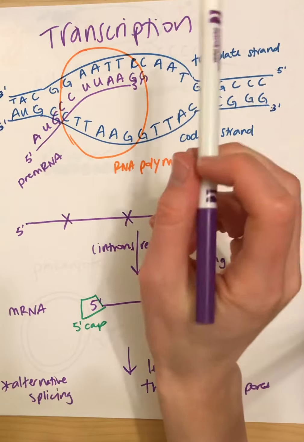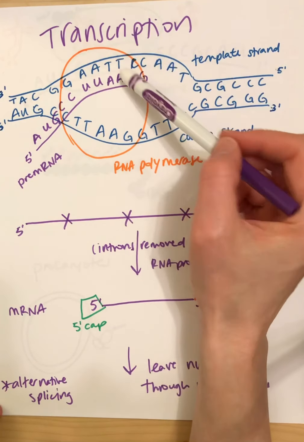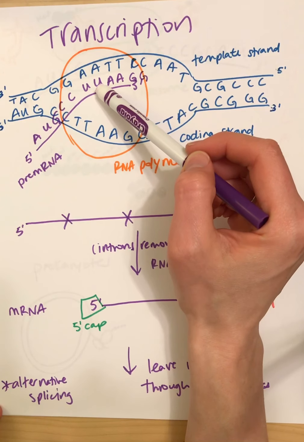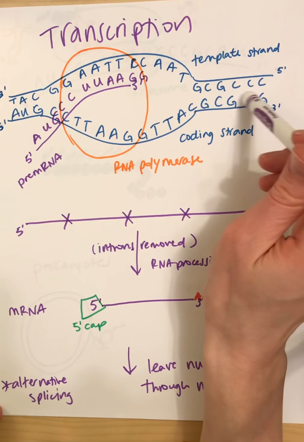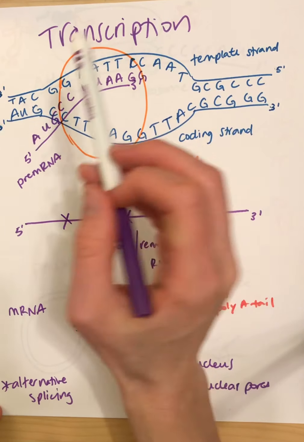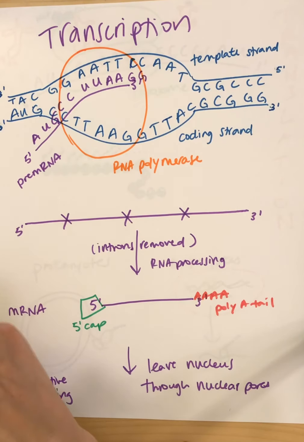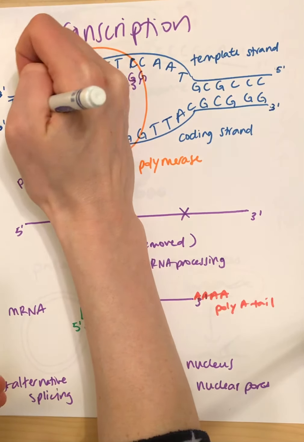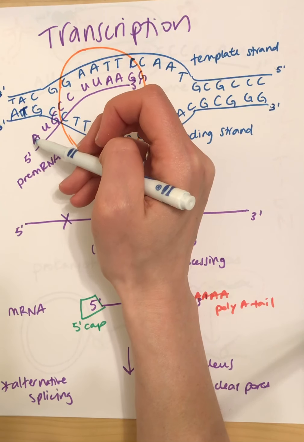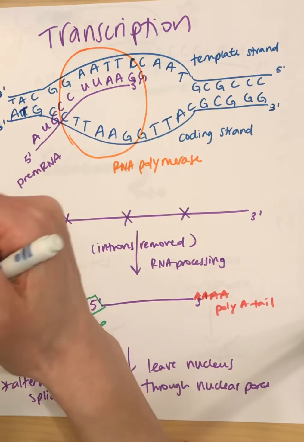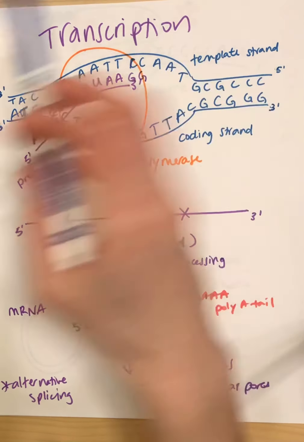So you'll notice that the template strand is the opposite of the pre-mRNA, right? Because we're base pairing here. So we call this strand the coding strand because it has the A, that should be a T, A, T, G, C, C, which is what we're seeing on our pre-mRNA, A, U, G, C, C. So the coding strand is what we're trying to make, and we have to use the template strand to make it.